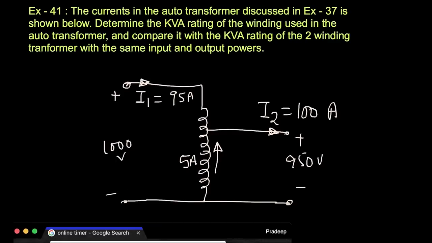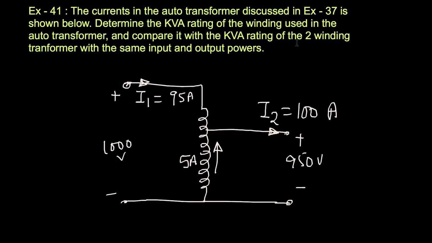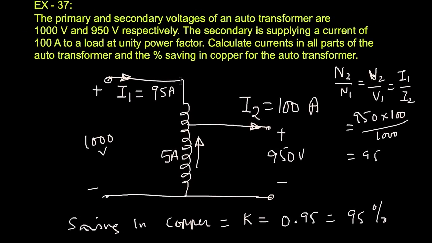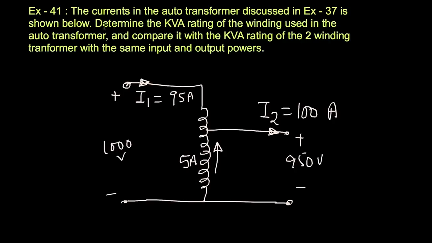Okay, so let's now look at this problem, example 41, where the currents in the auto transformer discussed in example 37 are shown below. This is just the same diagram that we discussed sometime back in example 37. I've just copied the same figure, and in this problem 41, our objective is to determine the KVA rating of the winding used in the auto transformer. How do you determine the KVA rating of the winding? It's nothing but you take the winding and multiply its voltage and current.